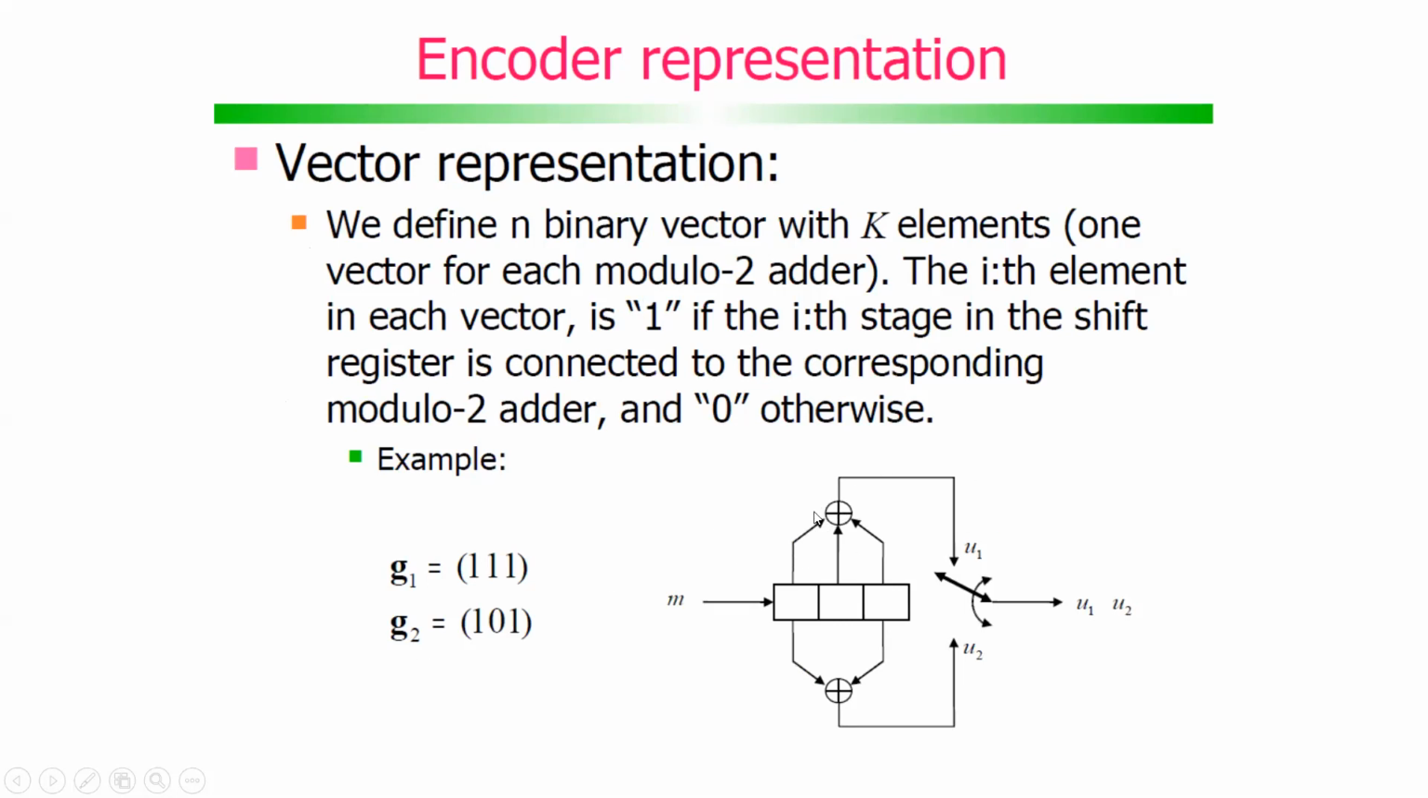So this is known as the generator polynomial. This connection is represented as G1. The first XOR gate connection will be represented as G1, and I will say 1, 1, 1. If I do not give you this structure, and I only give you G1 as 1, 1, 1, you clearly know that the 3 elements will be connected to the XOR gate. And for the second XOR gate, G2 is equal to 1, 0, 1. This is known as the vector representation of the encoder.